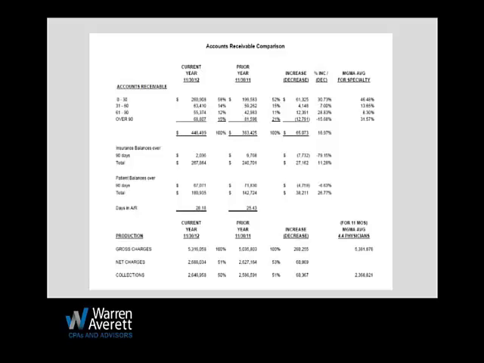And I would say most of the time, if your days in AR have gone up, one of the first indicators that we just talked about is probably glaring at you. It's probably a total AR issue. It's probably an over 90 issue that we've already seen in these first couple things before we get to days in AR. So definitely will drive it.